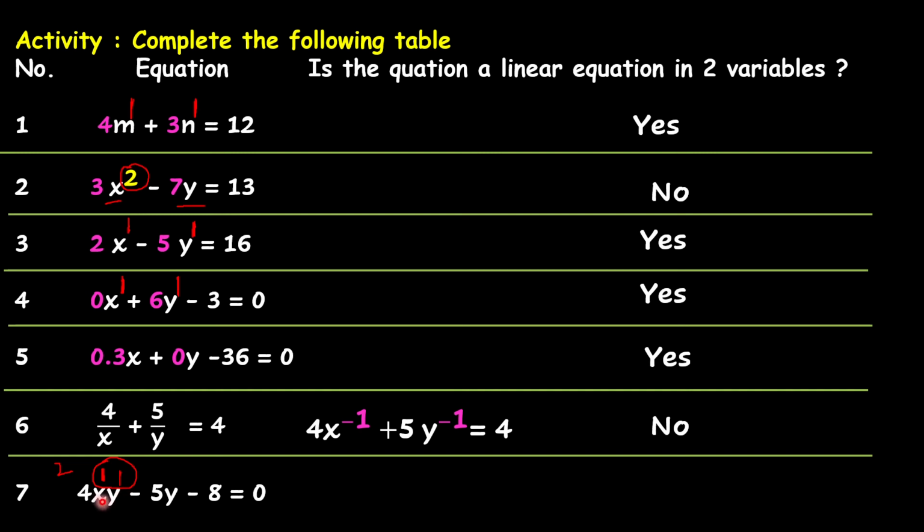Therefore, this equation 4xy minus 5y minus 8 is equal to 0 is not a linear equation in two variable because the degree of the first term is 2. That is not equal to 1.